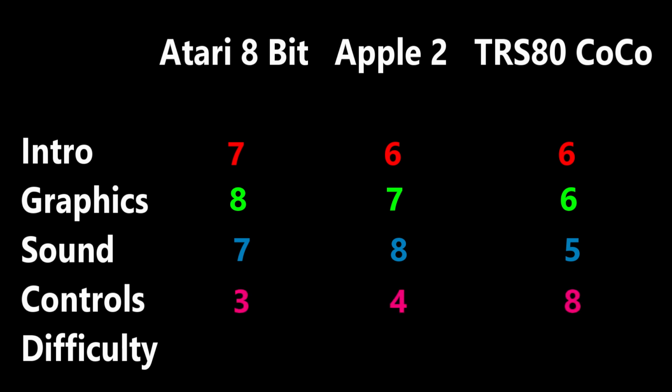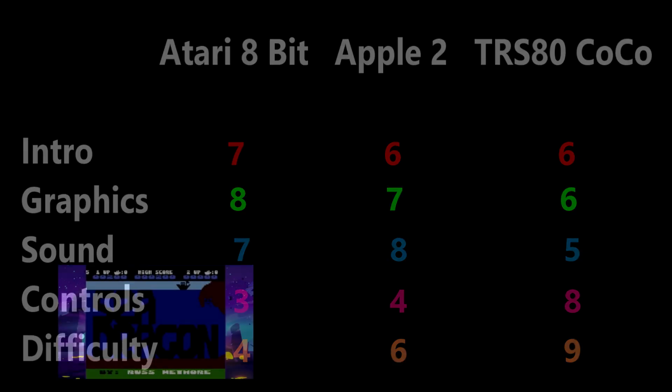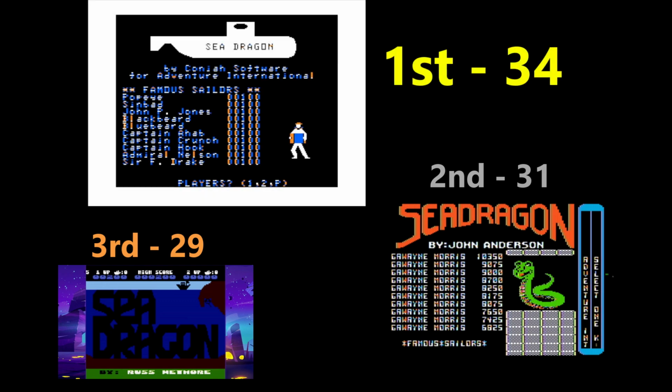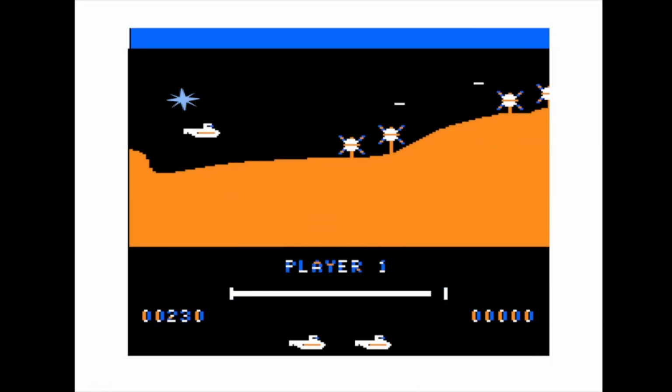For the controls, Atari scored 3, there's a 4 for the Apple, and an 8 for the CoCo. Finally, we have the difficulty, how much fun it was to play. Atari scored 4, Apple got a 6, and the CoCo got a 9. That means in third place with a score of 29 is the Atari 8-bit version. In second with a score of 31 is the Apple II. And the winner with a score of 34 is the Tandy Colour Computer.